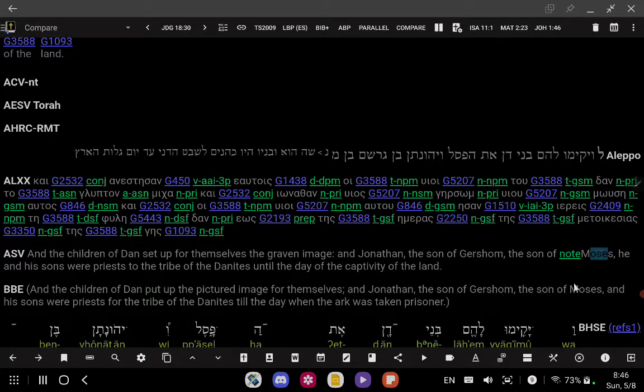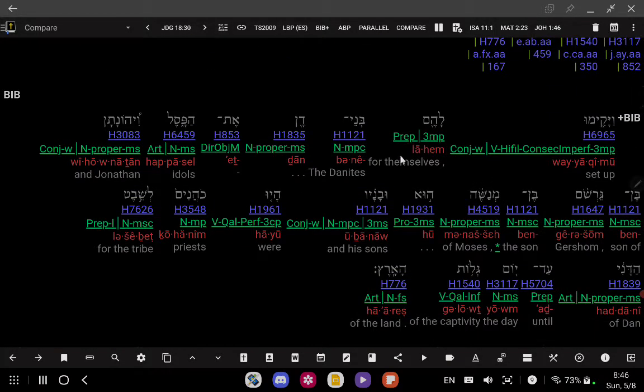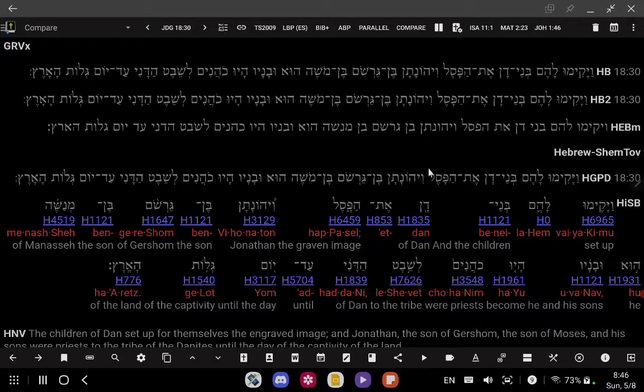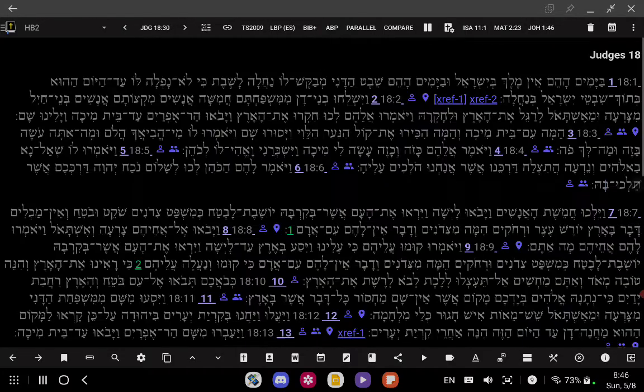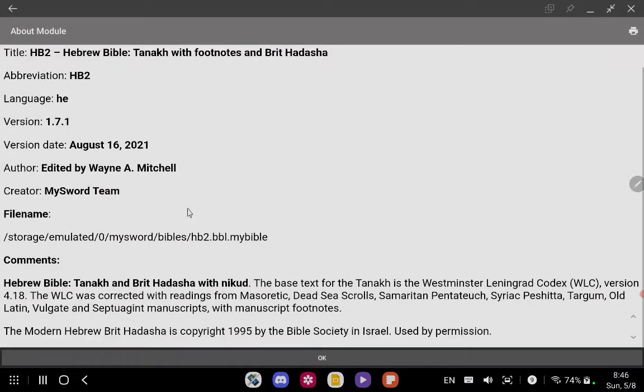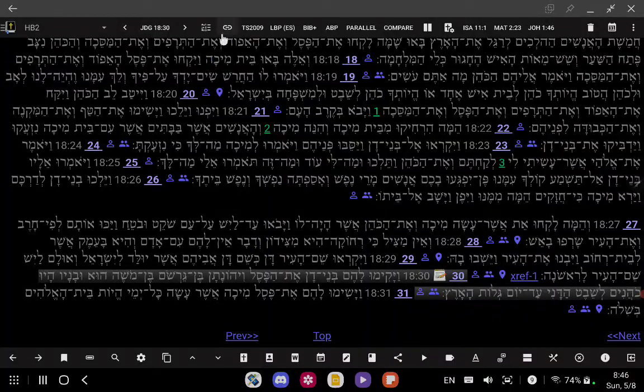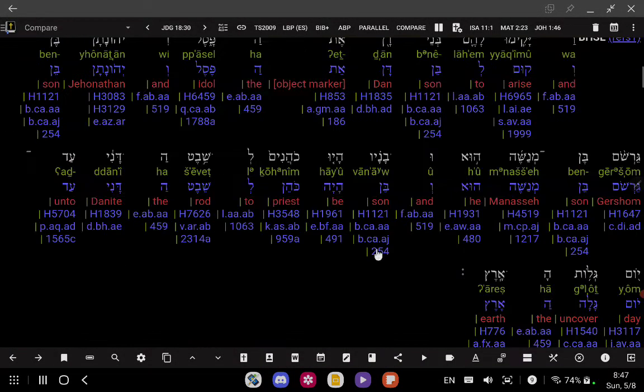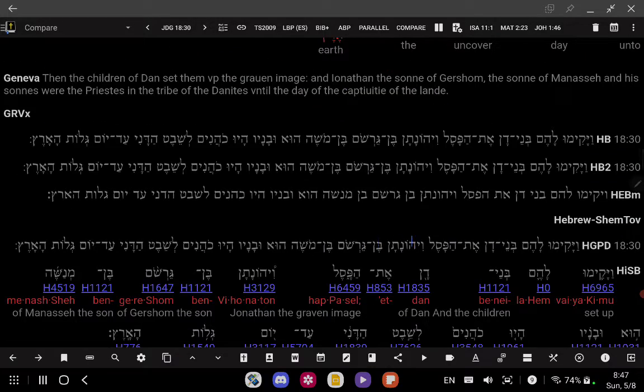But you can see down here a bunch of versions picked up on it. Let me come down here and show you. I've got some versions of Hebrew here. This one is interesting. I'm going to click on it and then click down here on About Module. And you'll see that this particular version has corrected readings from the Masoretic, the Dead Sea Scrolls, the Samaritan Pentateuch, the Peshitta, Targums, the Vulgate, and other things. So they based their version off of several manuscripts, not just the Masoretic text.